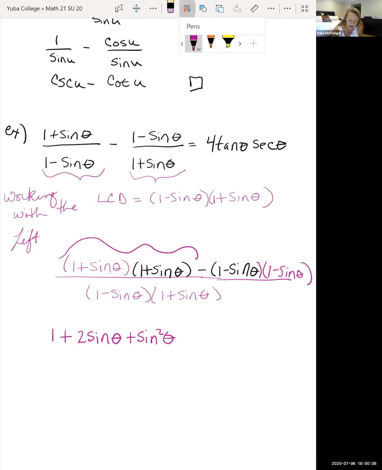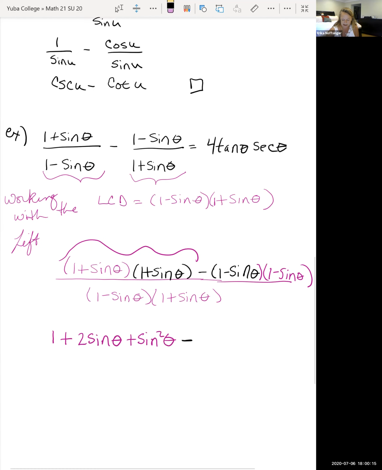Don't forget that minus, so we need to make sure that negative later is going to be distributed. Multiplying out 1 minus sine theta times 1 minus sine theta, that gives us 1 times 1 is 1. I'm going to put parentheses here so I don't forget. So here's a negative sine theta, and we're also going to have a negative sine theta. So negative 1 sine theta minus 1 sine theta is negative 2 sine theta, the 2 middle terms. And then negative sine theta times negative sine theta is positive sine squared theta.